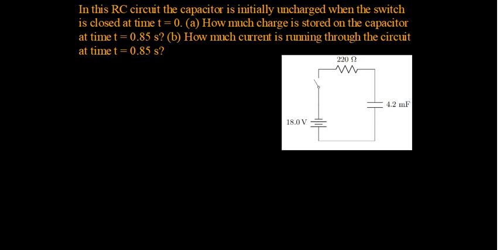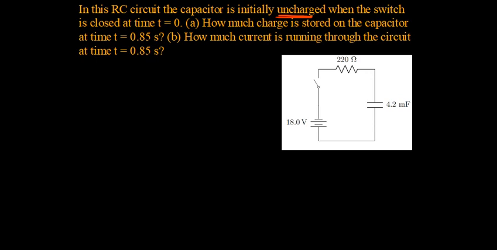uncharged when the switch is closed. That's a key thing. So it is uncharged, so we are going to a charging process. Now, how much charge is stored on the capacitor at t equal 0.85 second, and how much current is running through the circuit at the same time, which is 0.85 second.